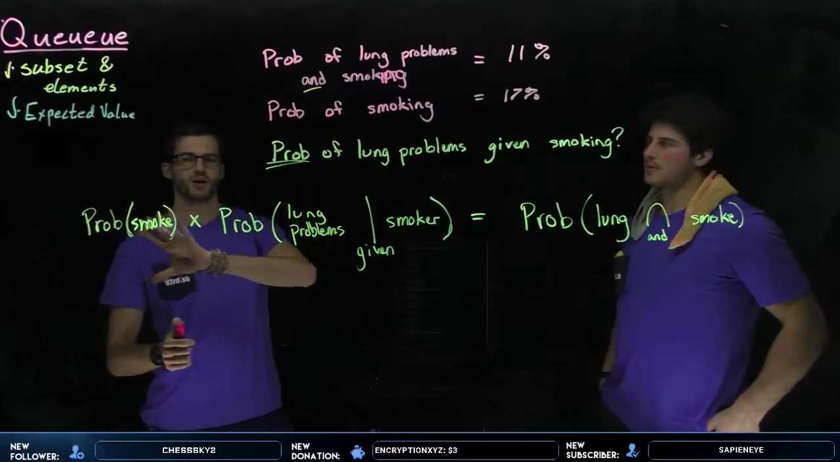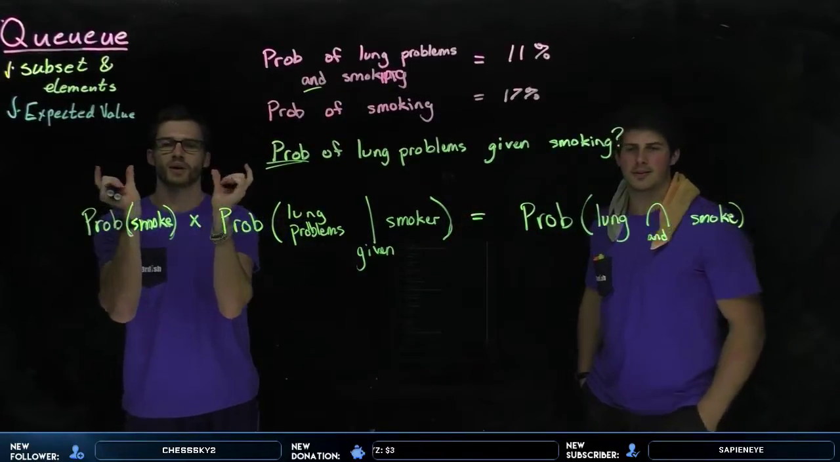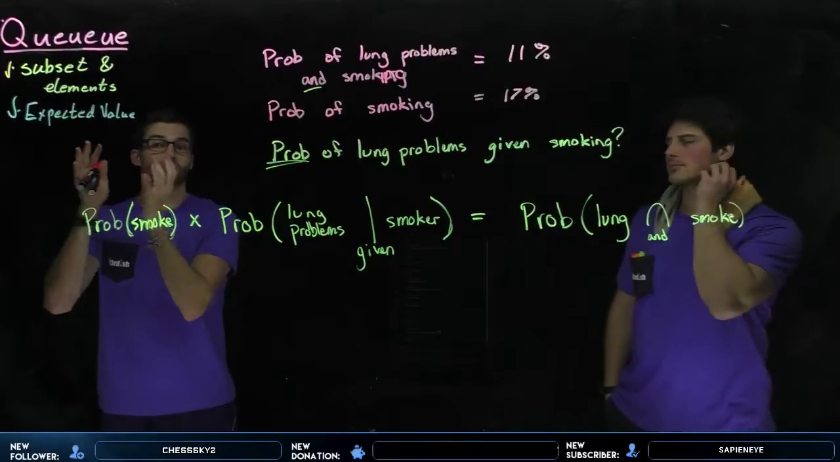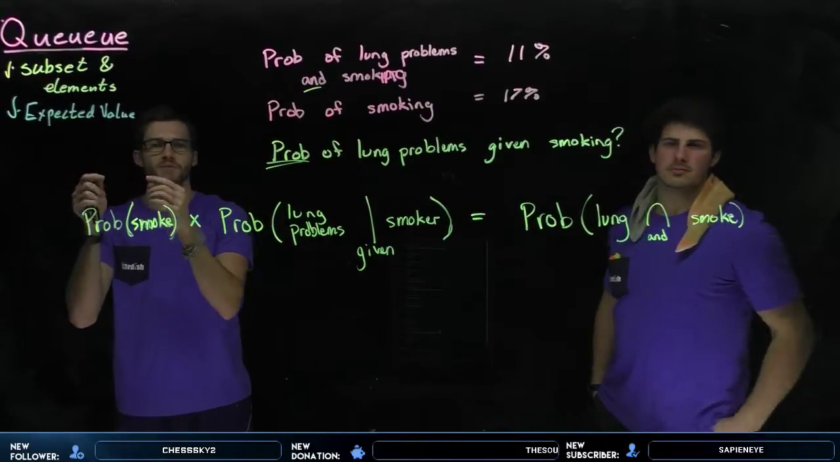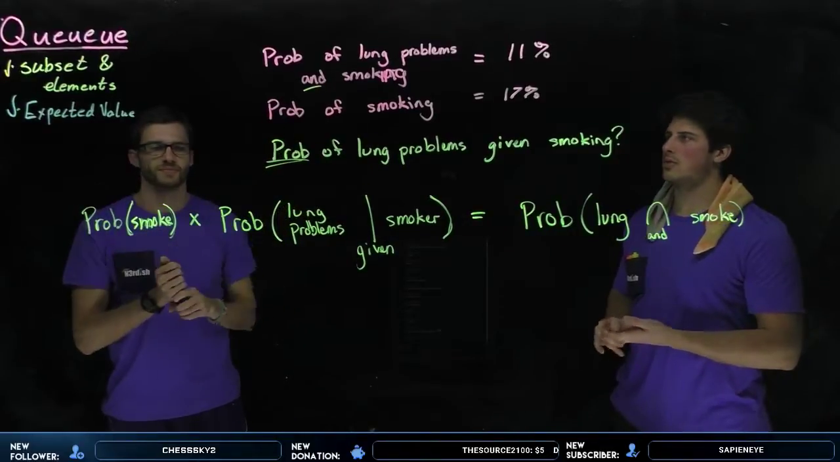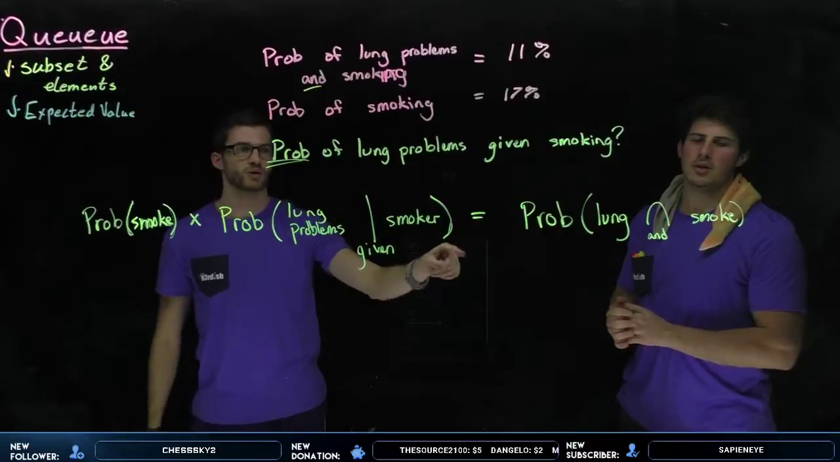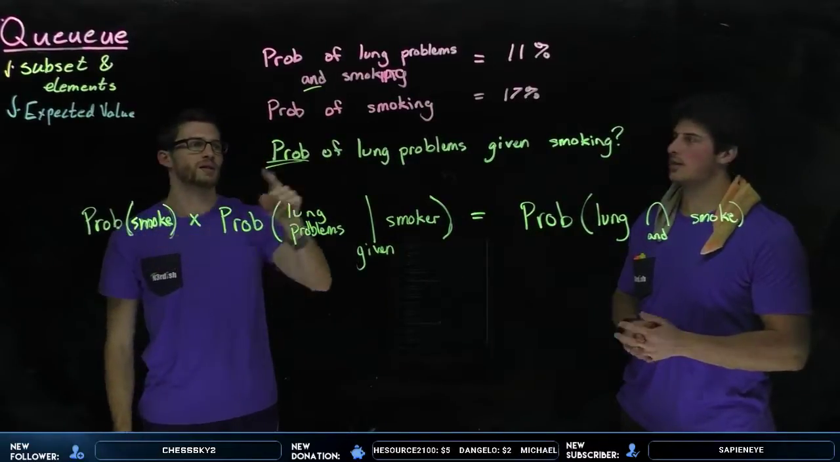So I hope this makes sense. It's the probability of both things happening at the same time. And the way you find that out is you take the probability of one of those things happening times the probability that causes the second thing to happen. Now, we are solving for this piece right here. We don't know that one. But we do know the probability of smoking.